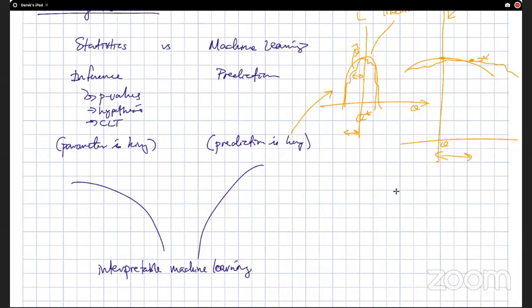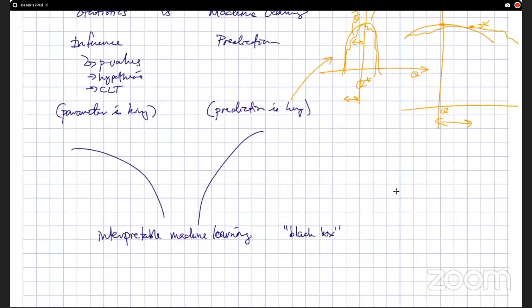But in certain settings, we don't want that, right? Essentially, we want to have our cake and eat it too. We want things that are really good at predicting, but we also want to be able to interpret, which is essentially saying we want inference, right? We want some parameter that we can pick and then say, okay, this is what this means.